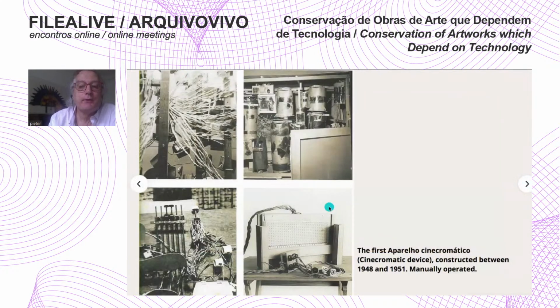His first cinechromatic device was in 1948 till 51. A very mechanical question. It didn't even have motors. It was moved by hand. The first one that was moving was in 1951 when he participated at the Biennale of São Paulo, and he made an enormous machine. And it attracted a lot of attention of the public and of the art critics.